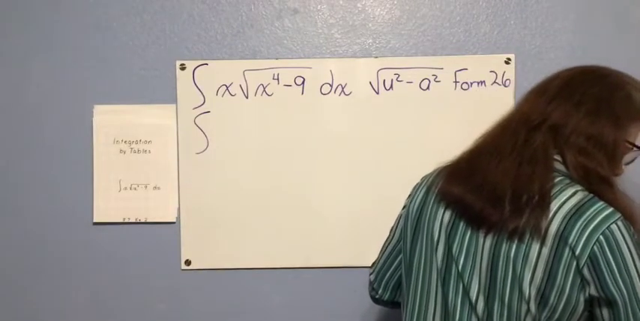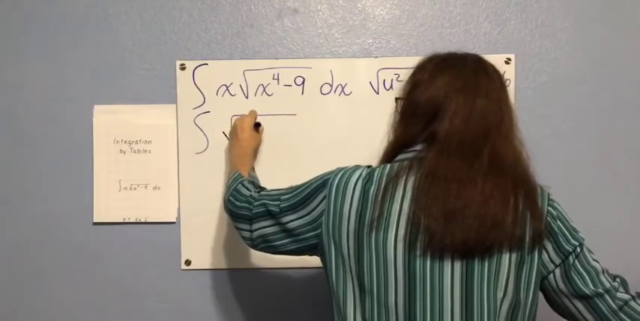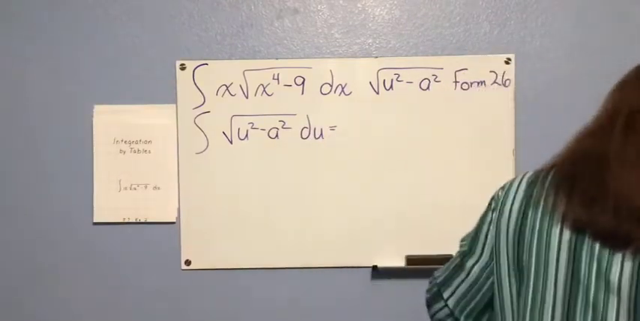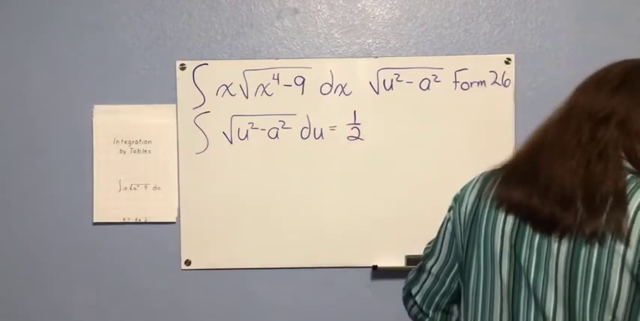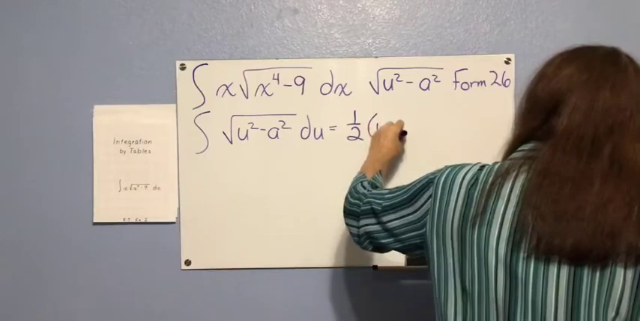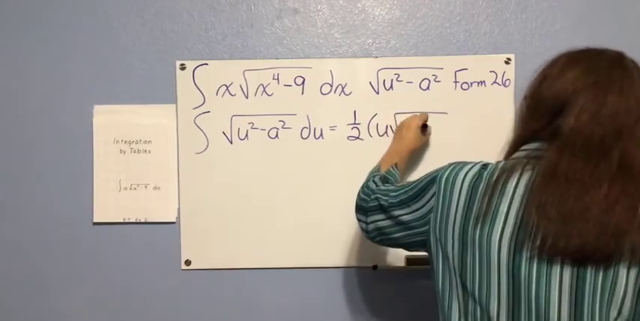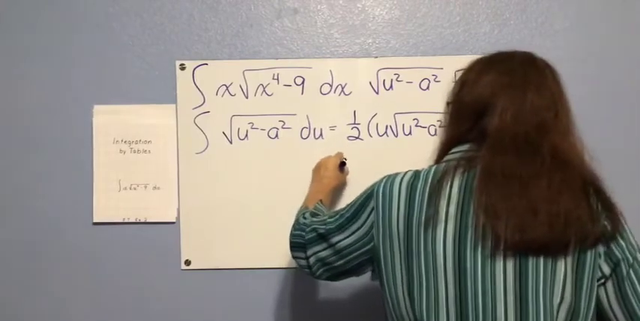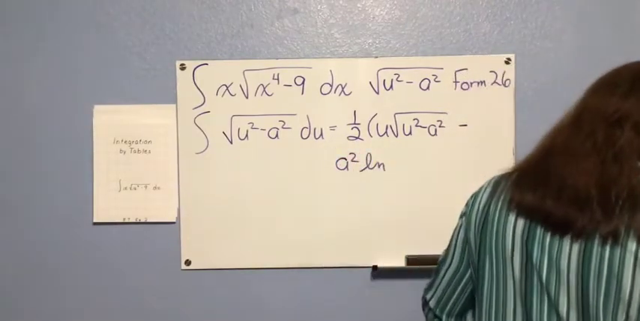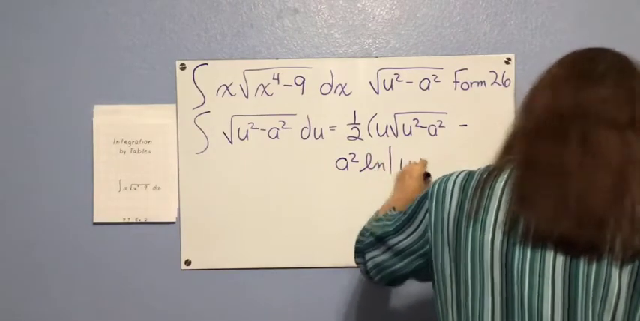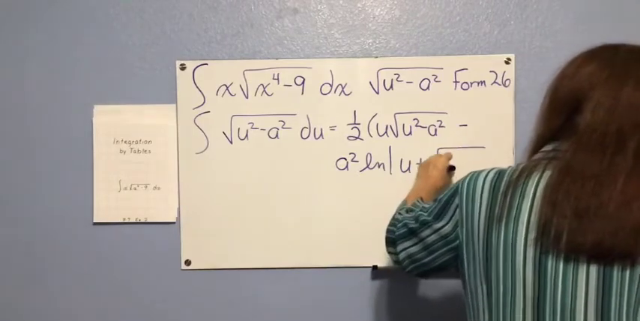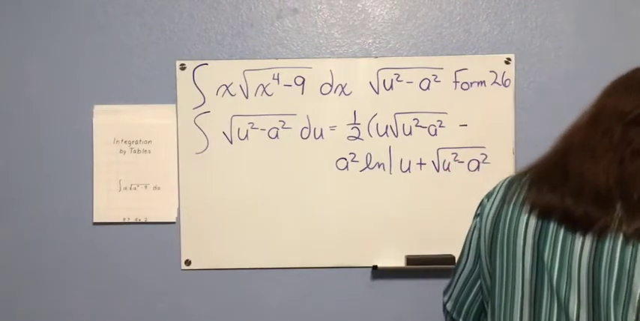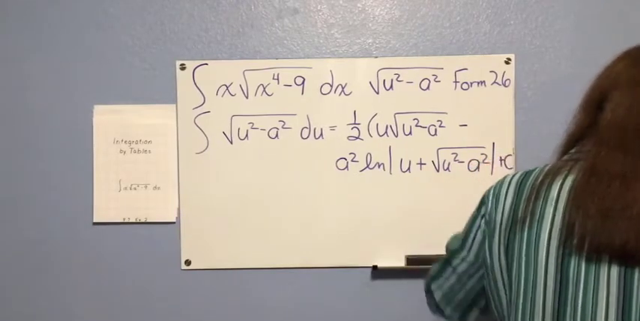The integral of the square root of u squared minus a squared du is equal to 1/2 of u times the square root of u squared minus a squared minus a squared times the natural log of the absolute value of u plus the square root of u squared minus a squared, plus our constant.